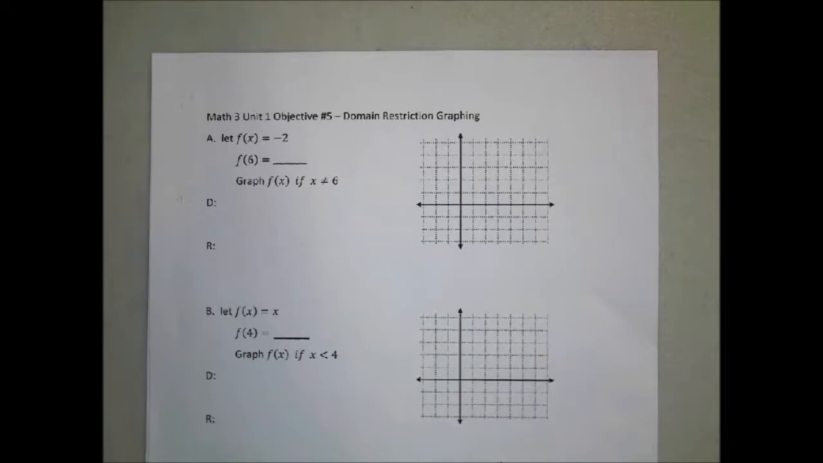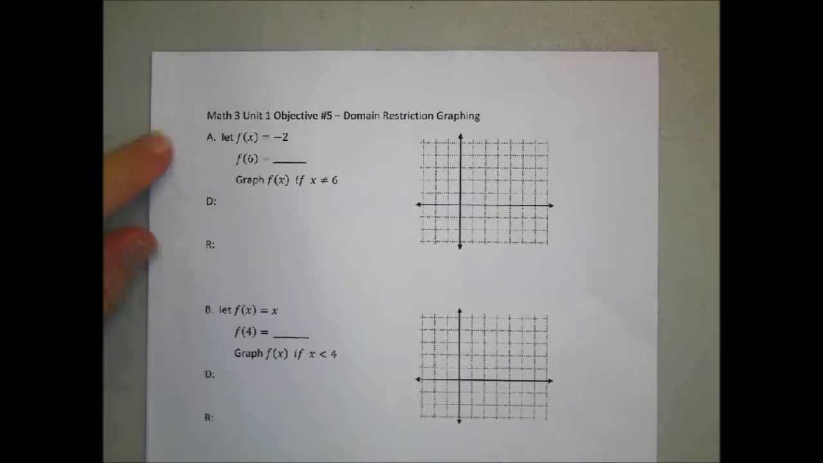Unit 1, Objective 5, Graphing with Restricted Domain. Now, all that means is we're not going to see the entire graph. We're just going to see part of it. But you need to have an understanding as to what the entire graph would look like. For instance, example A, f of x equals -2.